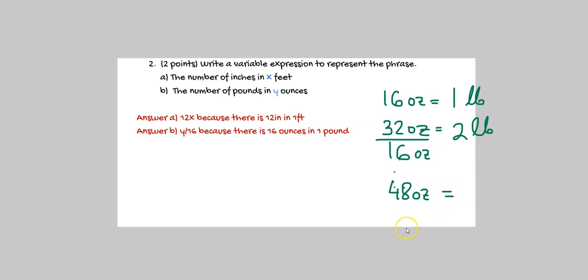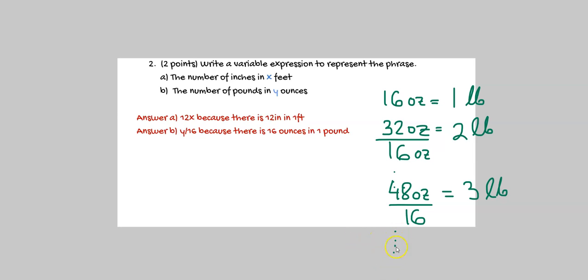How many pounds do we have? We have to divide it by 16 because we want to see how many groups of 16 we have in 48 ounces, and we will have 3 pounds. Each group of 16 ounces is 1 pound. So we have 3 of these groups, 3 pounds.